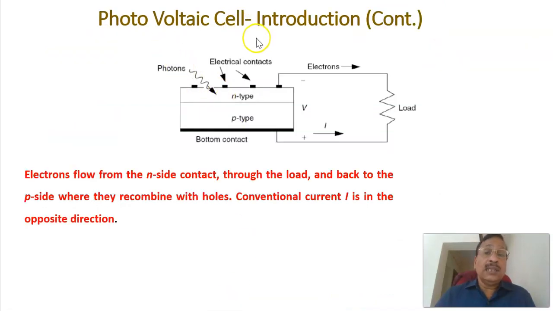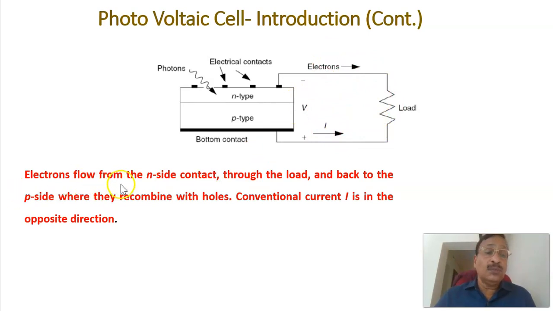Continuing the photovoltaic cell introduction, it consists of a PN junction, and the photons, the light energy, fall on the junction, and here electrons will be emitted. Then electrons will move from the N type to the P type material. Electron flow is in this direction. As you know, the current flow will be opposite to electron flow. Therefore, there will be a current in this direction.